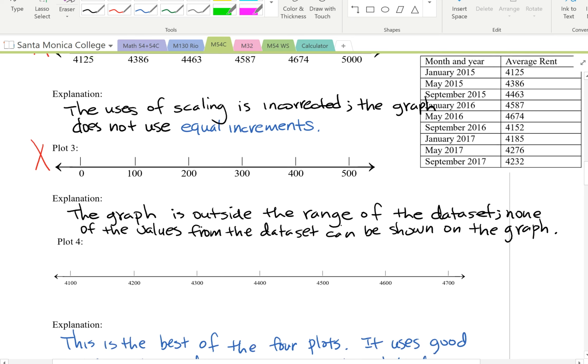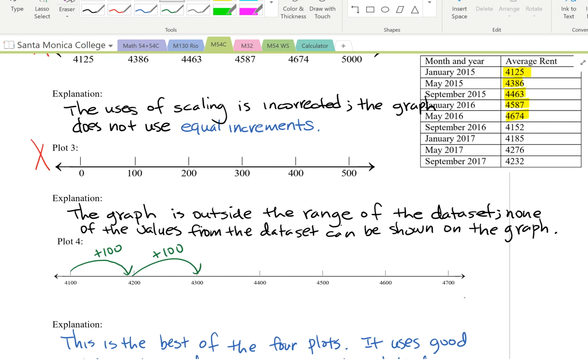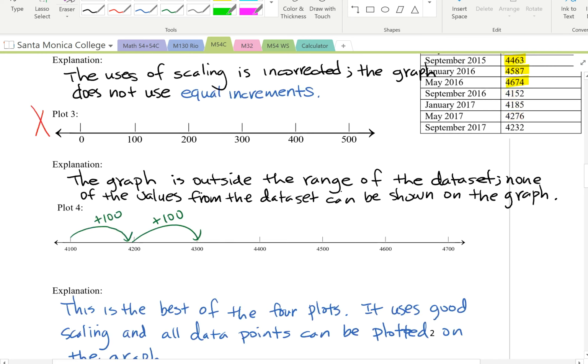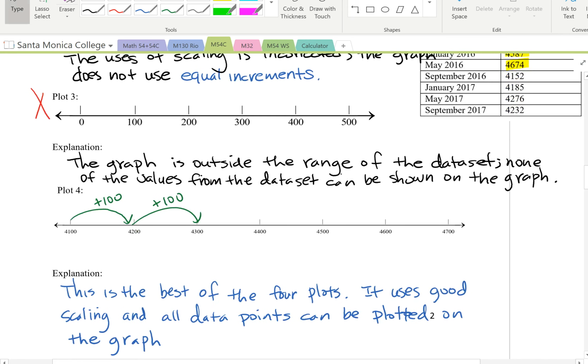Let's look at number 4. Plot number 4, it looks like the values go from about 4,100 to 4,700. Okay, it does include the maximum and minimum value. So notice the minimum and the maximum value. And let's check the increment. The increment here from one to the next is 100, 4,100, increments of 100. And the next is also an increment of 100. Every time it is an increment of 100, and the spacing here is equal spacing as well. So this is a really good graph for this set of data. This is the best of the 4 here. It uses good scaling, and all the data points can be plotted on the graph and shown easily.